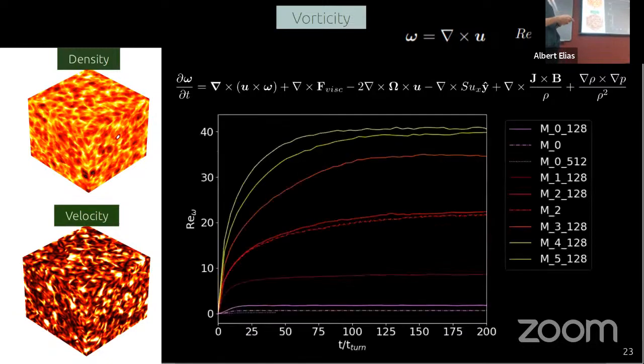But if you put other ingredients like this, which is rotation, these ones are the ones without rotation, only with forcing, and they have zero vorticity. And the other ones, they have vorticity.